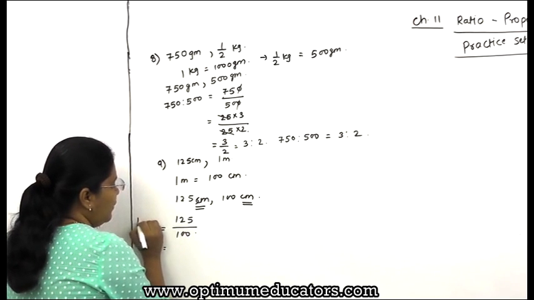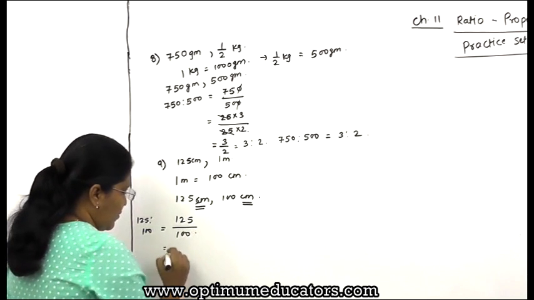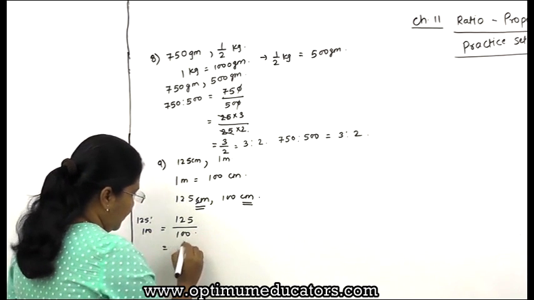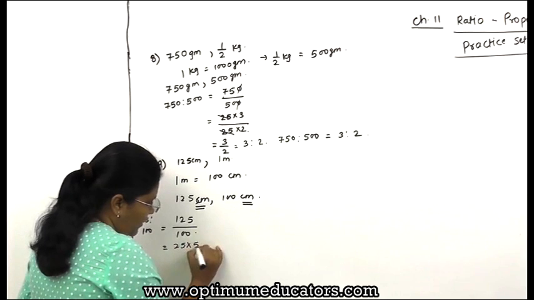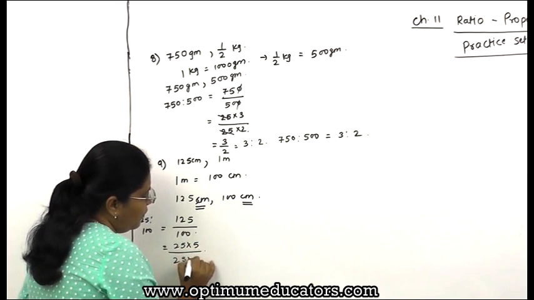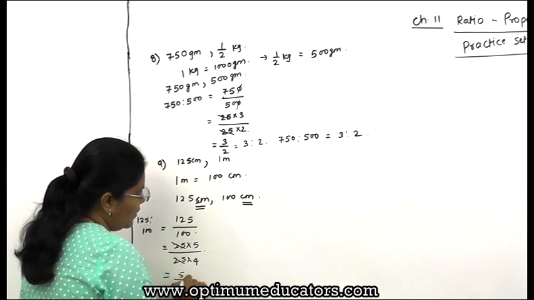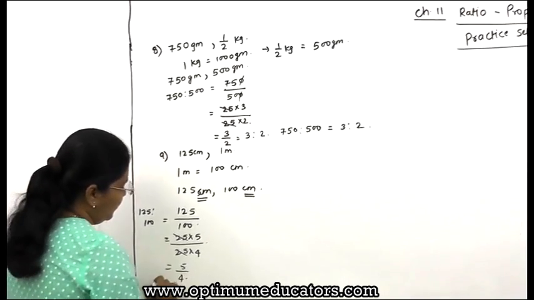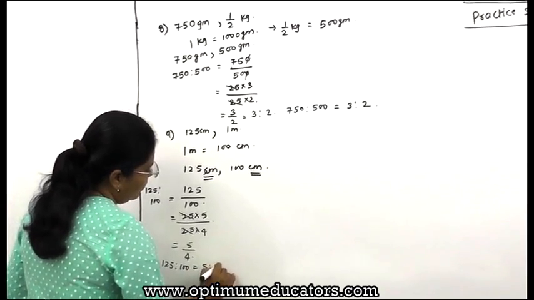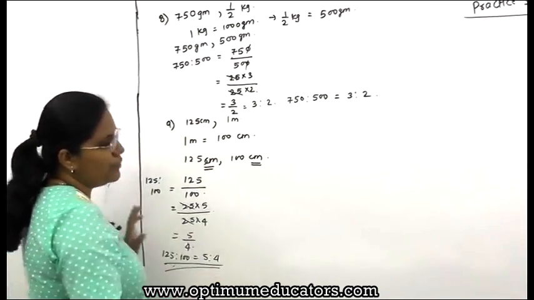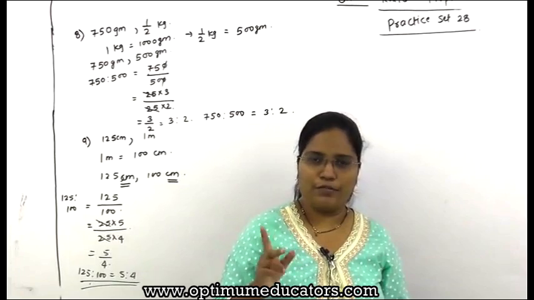125 upon 100. So here you have to write 125 is to 100 is equal to 125 upon 100. 25 5s are 125 and 25 4s are 100. 25 goes off, the answer is 5 upon 4. So 125 is to 100 is equal to 5 is to 4. Right. So now we know how to find the ratio of two numbers.